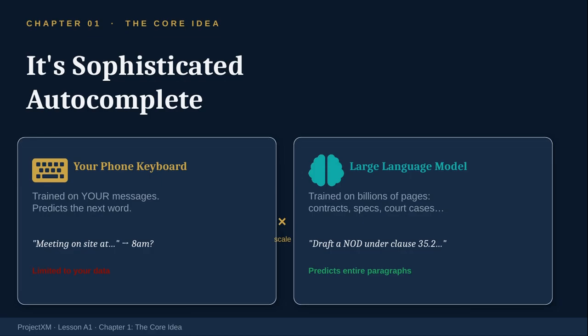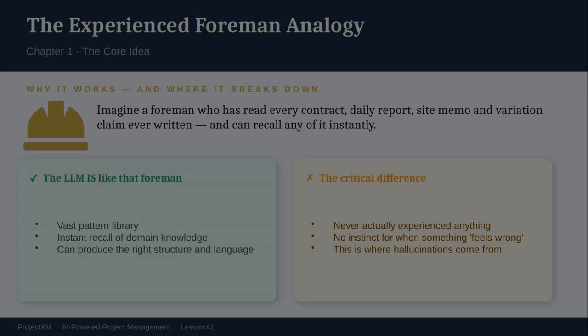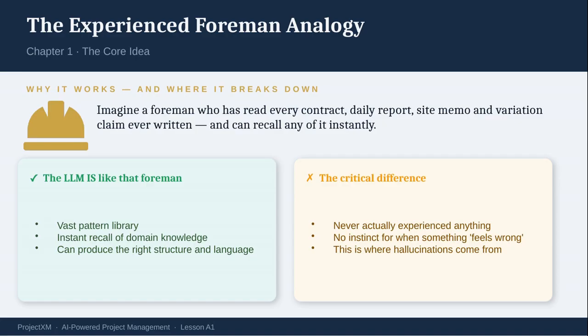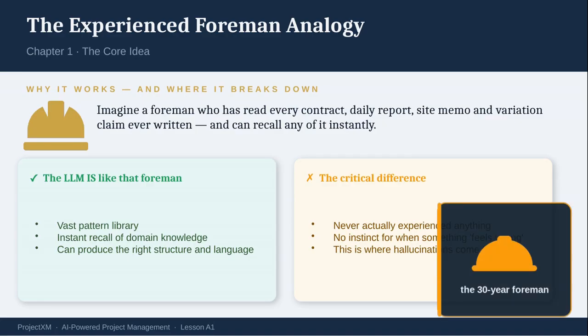The source material uses this analogy that I think lands perfectly for anyone in project management. Oh, the foreman analogy. Yeah, the foreman. So imagine a veteran site foreman who has been out in the dirt for 30 years. He's invaluable, right? The guy you rely on for everything. Exactly. He's seen every type of delay, every weather event, every single contractor dispute.